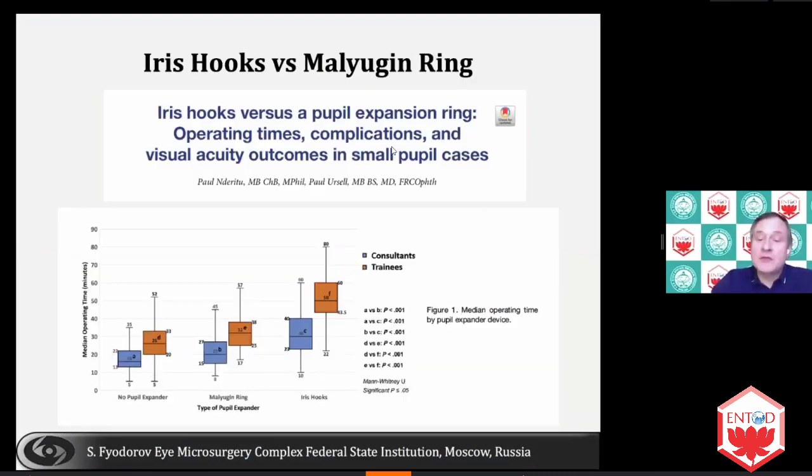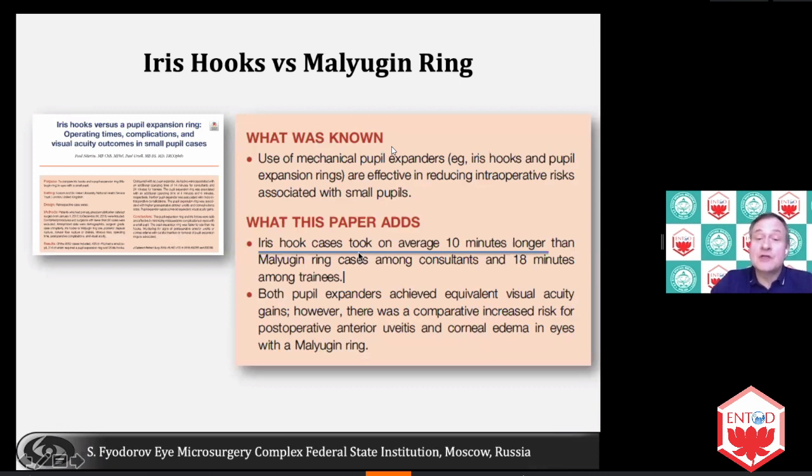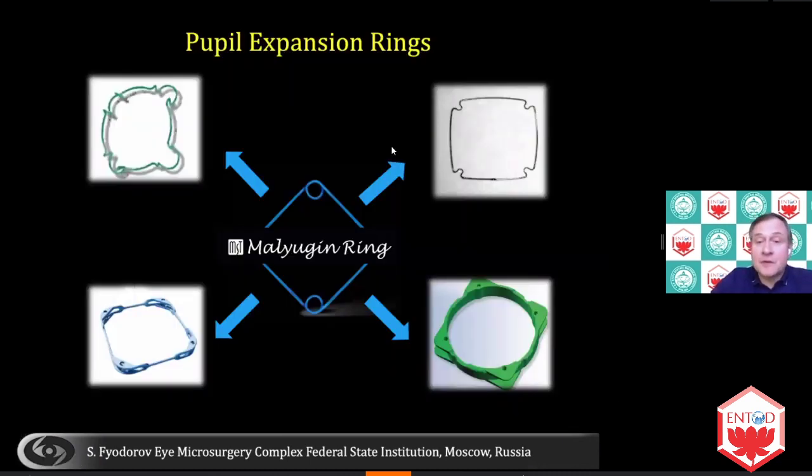The other advantage of using the pupil expansion ring is that you can decrease the operating time, as shown here. There is a significant increase of operating times in patients that are using iris hooks. This can be observed in both trainees and consultants or experienced surgeons. But as you can see here, by utilizing the pupil expansion ring, you are able to reduce the surgical time quite significantly. In iris hook cases, the surgery took on average 10 minutes longer than with pupil expansion rings, and 18 minutes longer in trainees' cases. So that's a very significant conclusion from that study. And I have to mention there are different pupil expansion devices.